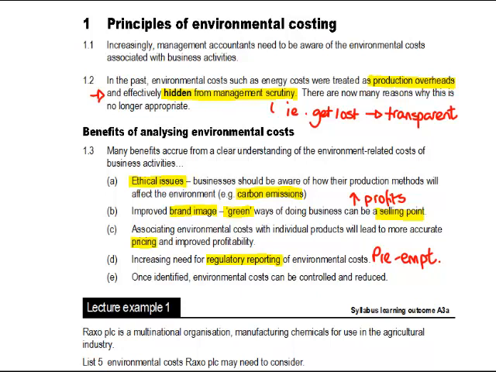And of course, the last thing is that once we identify what the costs are going to be, then we can start to control and reduce them. If they're purely lost in production overheads, we've got no idea what the costs are. How on earth are we going to start trying to reduce them? So these are all very important issues to do with environmental costing, and management accountants can really help here by thinking about how we can take those environmental costs and make them so that we can see them much more clearly than we ever have done.